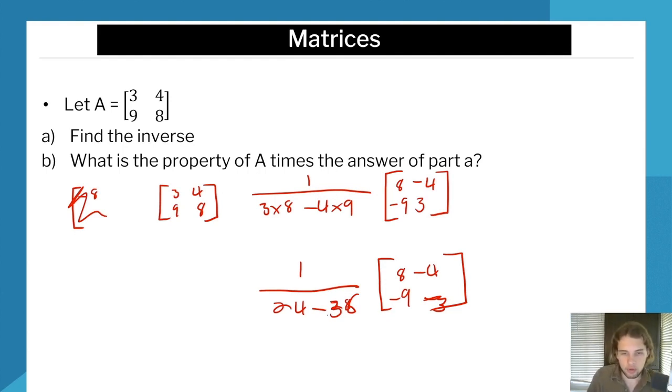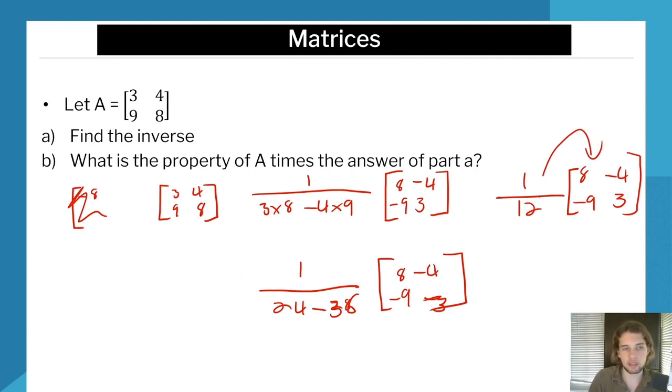Now, we can simplify it a little bit, but this is our inverse matrix. You could optionally, if it seems convenient, move this scalar into being a factor of each of these, but for now we don't actually need to do that.